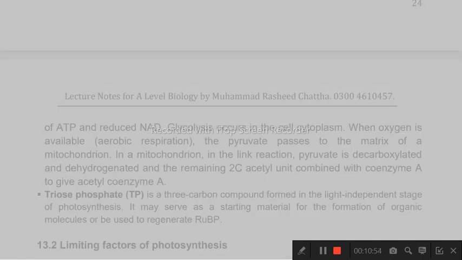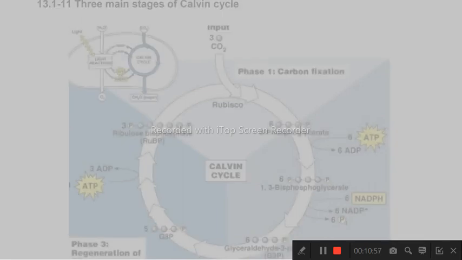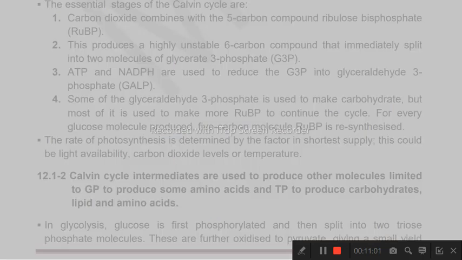24. 13.1.11 Three main stages of the Calvin cycle. The essential stages of the Calvin cycle are: 1, carbon dioxide combines with the 5-carbon compound ribulose bisphosphate, RuBP. 2, this produces a highly unstable 6-carbon compound that immediately splits into 2 molecules of glycerate 3-phosphate, G3P. 3, ATP and NADPH are used to reduce the G3P into glyceraldehyde 3-phosphate, GALP. 4, some of the glyceraldehyde 3-phosphate is used to make carbohydrate, but most of it is used to make more RuBP to continue the cycle.